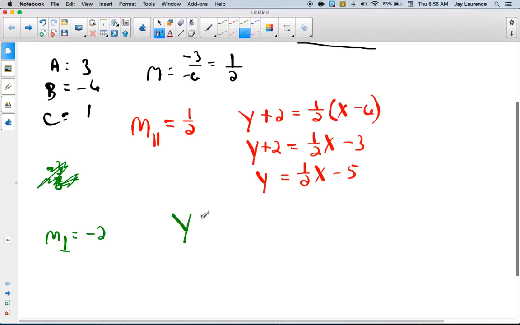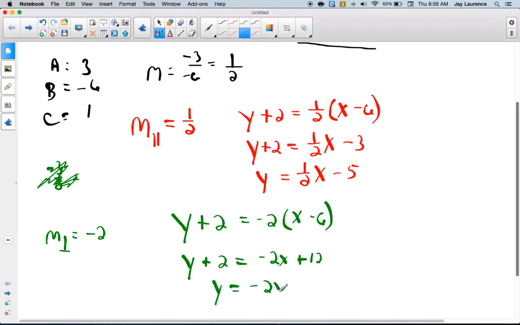I'm going to go y plus 2, and that's going to equal negative 2 times the quantity x minus 6. Notice it's exactly the same procedure. The only thing that changed was the slope because the point didn't change. All right, so I'll distribute, getting negative 2x plus 12. And then I'll subtract 2 from each side, and I'll get y equals negative 2x plus 10. And there's my perpendicular equation.